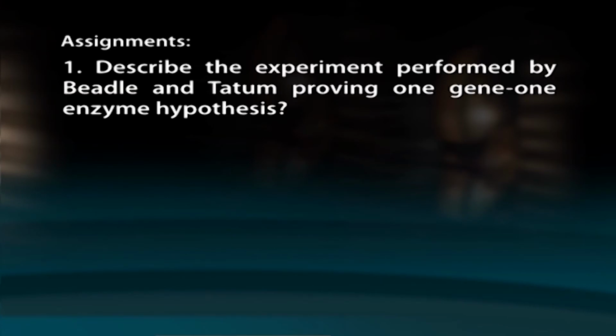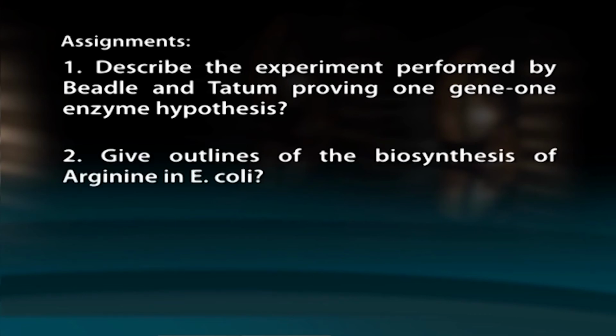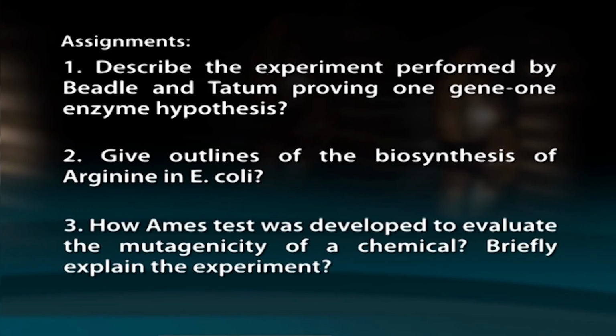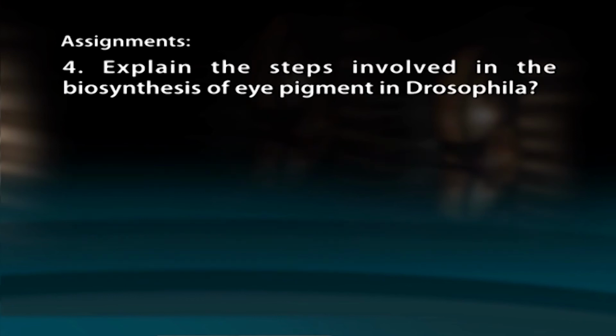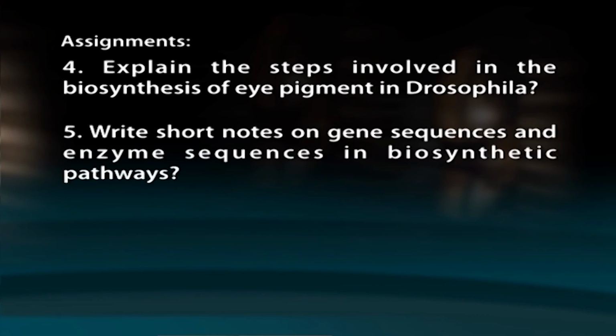Now let me give you certain assignments based on the discussions we had. 1. Describe the experiment performed by Beadle and Tatum proving one gene, one enzyme hypothesis. 2. Give outlines of the biosynthesis of arginine in E. coli. 3. How was the Ames test developed to evaluate the mutagenicity of a chemical? Briefly explain the experiment. 4. Explain the steps involved in the biosynthesis of eye pigment in Drosophila. 5. Write short notes on gene sequences and enzyme sequences in biosynthetic pathways.